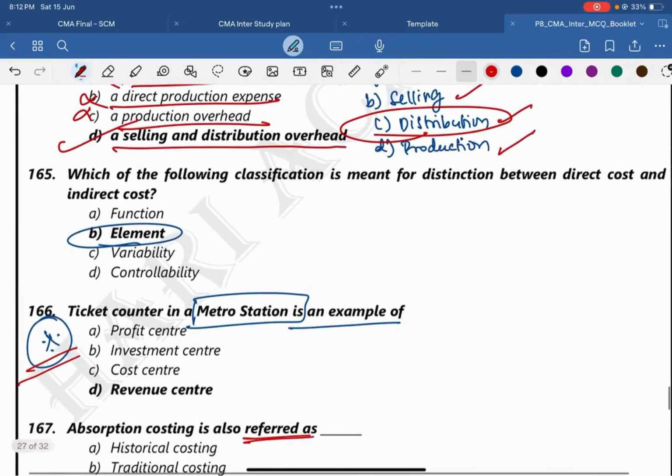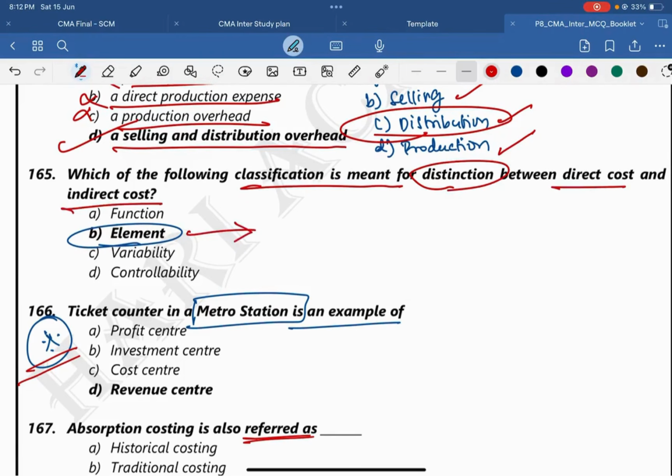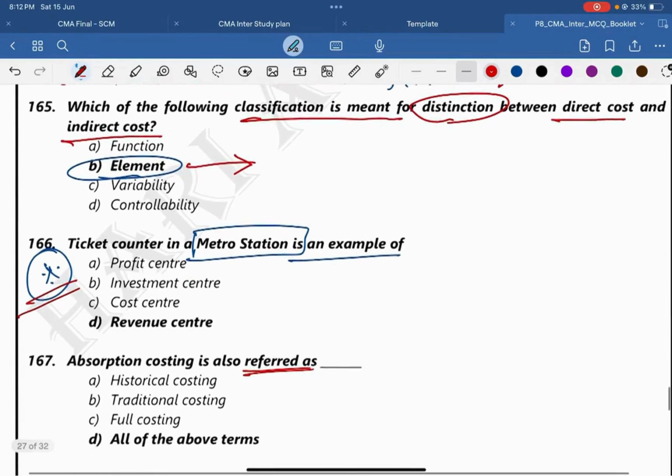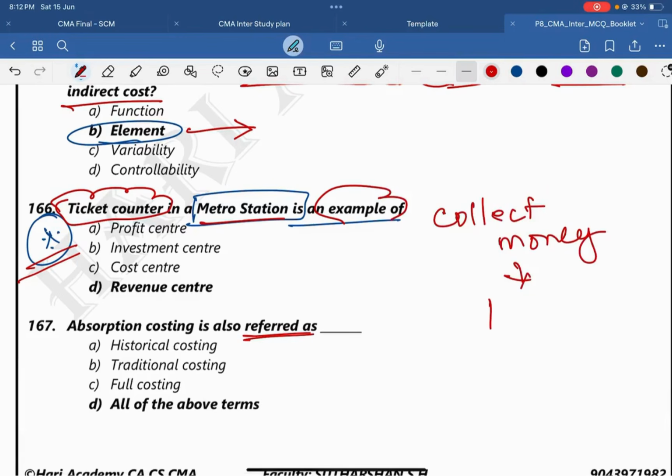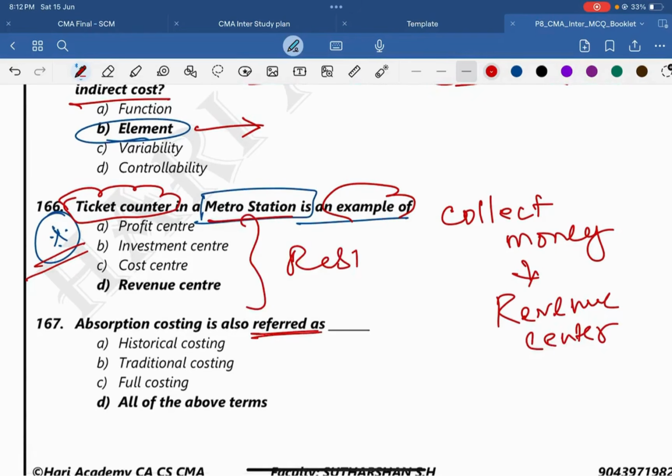Okay. Next, 165. Which of the following classifications is meant for distinction between direct cost and indirect cost? That is based on element. Direct or indirect, it is based on element. Then, the ticket counter in a metro station is an example of what? In a metro station, at the ticket counter, we collect money. So it is a revenue center. These four are known as responsibility centers.